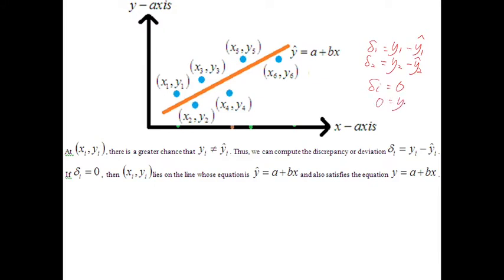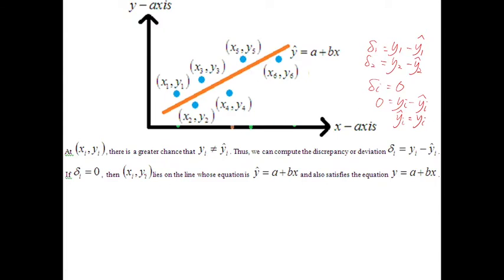0 equals y sub I minus y sub I hat. Therefore, y sub I hat equals y sub I. So, ibig sabihin yan, kung ano yung approximated value ng y, yun yung actual value ng y. Kapag ang discrepancy or deviation natin ay 0, kumbaga, no error. Yung gap ay 0. Pag yung gap ay 0, yung deviation or discrepancy ay 0, the two are equal.